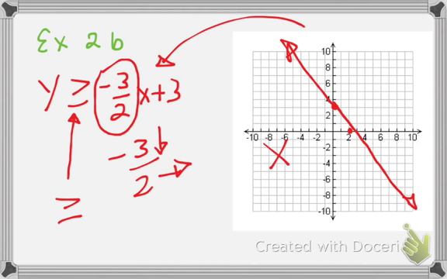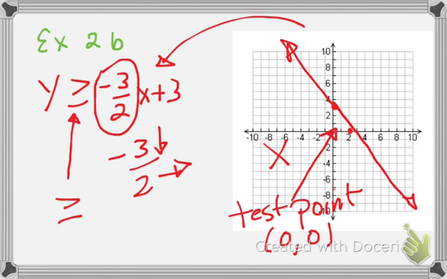So say I like to choose my test point of 0, 0. Because I love multiplying by 0. Any number multiplied by 0 is what? 0. Yay, that makes me happy. Okay, but sometimes 0, 0 may be false. And I believe this one is false. So let's take a look at this.